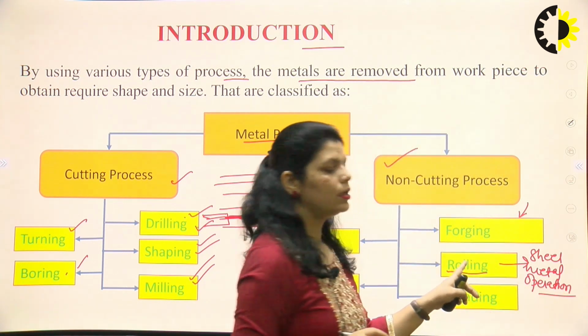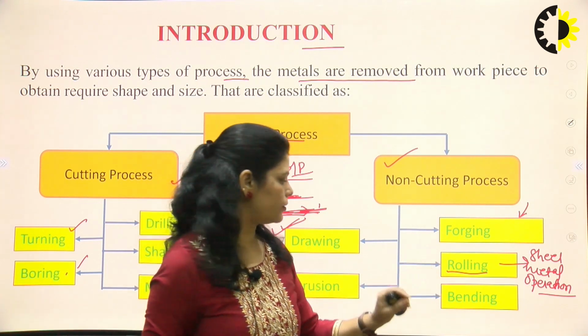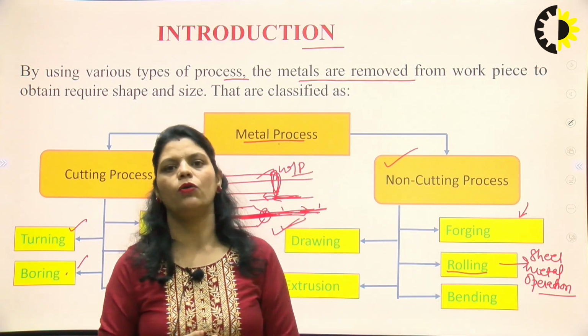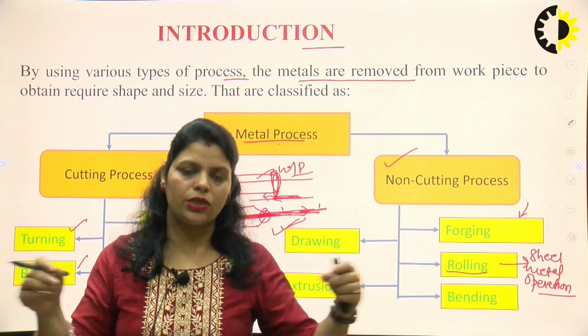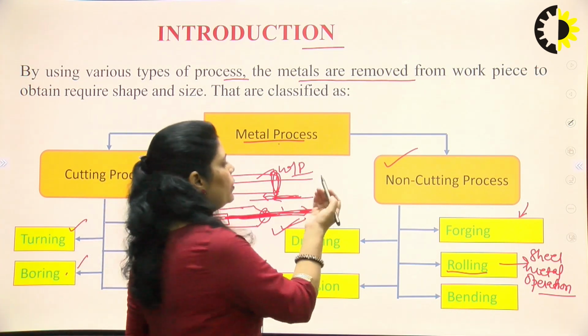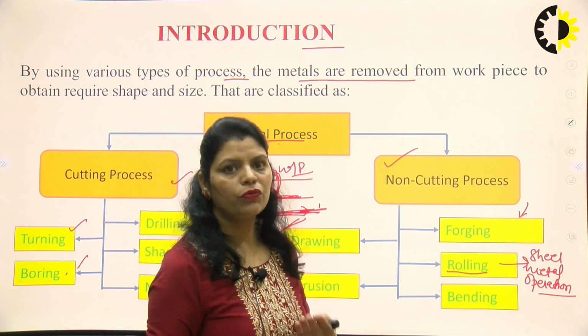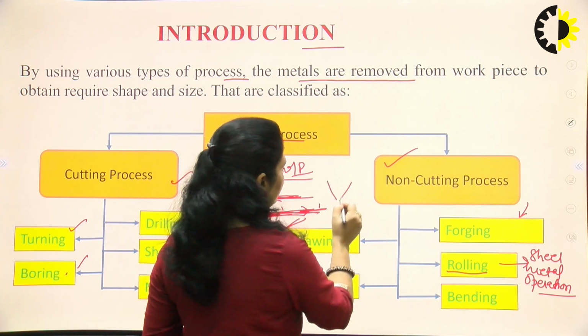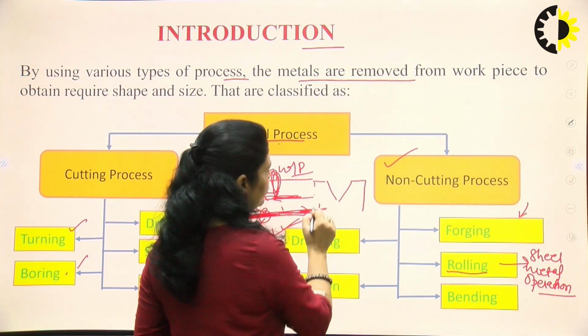Okay, and here the compressive forces will act. Now we have the bending operation. So here the straight sheet is bent. For example, we can have the U or V shaped die. This one is your die, V shaped die.